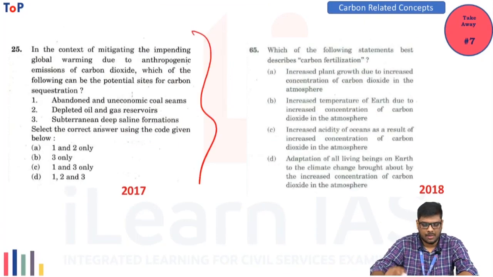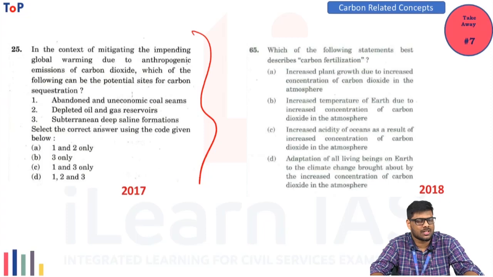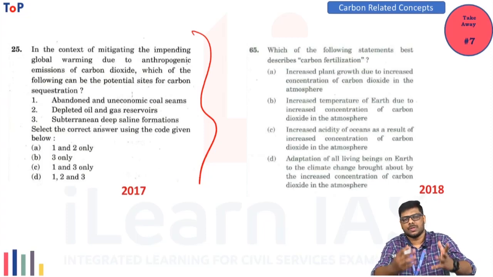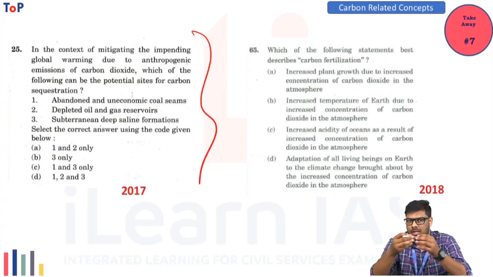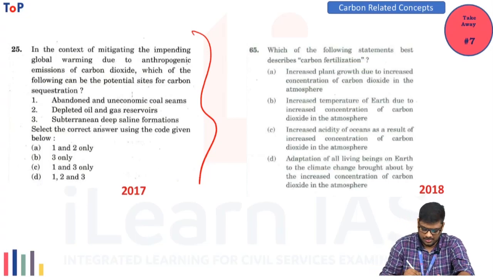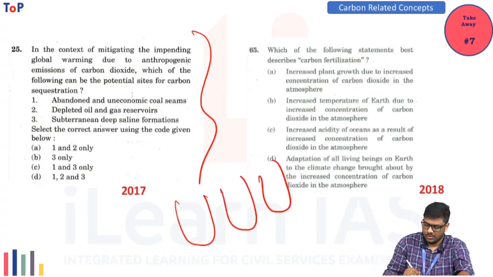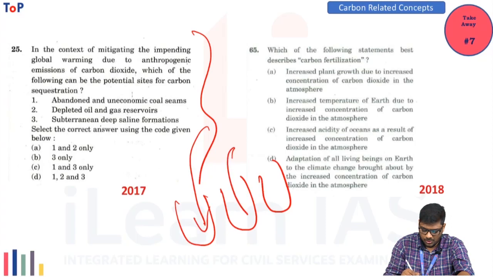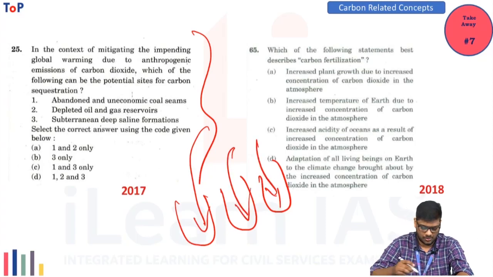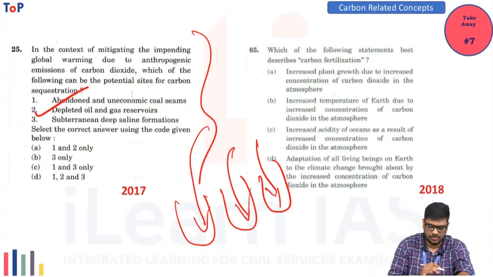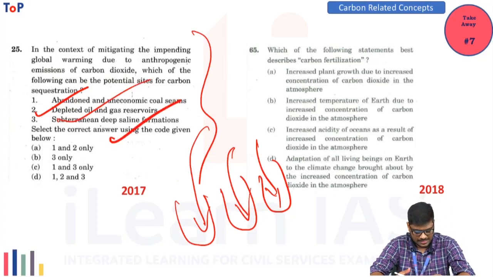Here UPSC asked about carbon sequestration. What do we mean by carbon sequestration? Carbon dioxide can be stored in some physical places. This is a gas fundamentally, right? So carbon dioxide can be stored in any physical place. All these abandoned unmineable coal seams, depleted oil and gas reservoirs, subterranean salt, deep saline formations can store, fundamentally, carbon.